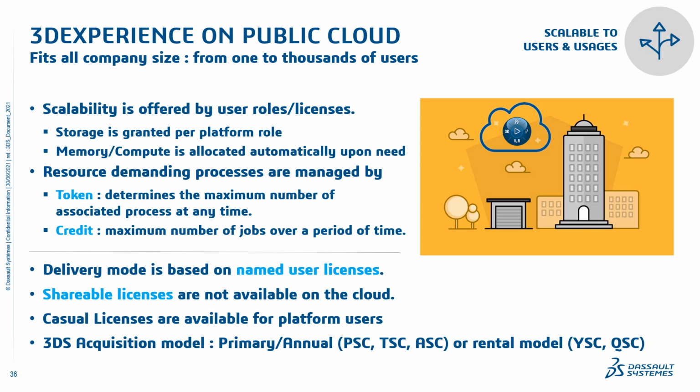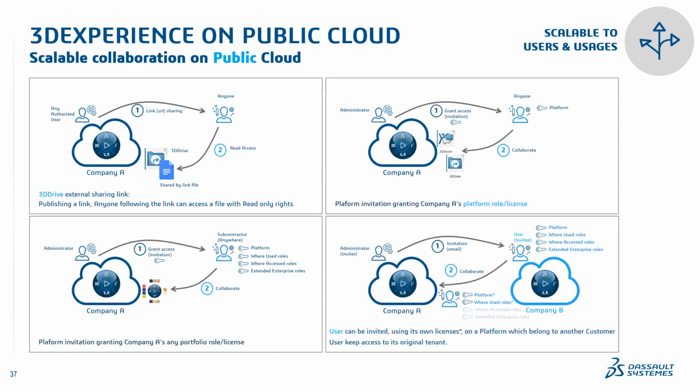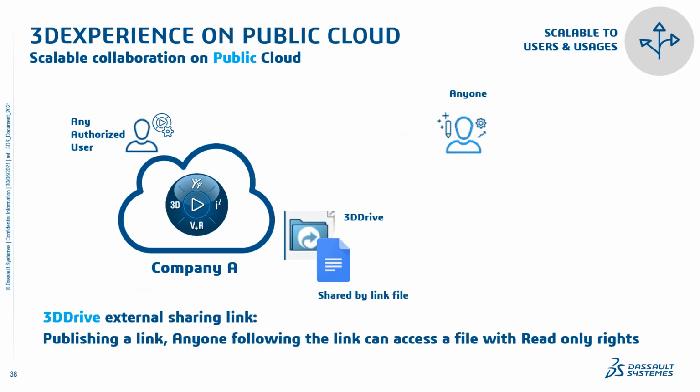Please note that casual licenses are available for platform users, but only IFW and CSV are casual license compliant with cross-company collaboration. We will review this next. A great value of public cloud is the collaboration. Different types of collaborations are possible. Let me briefly expose 4 scenarios. The simplest collaboration is the capability to share platform documents using 3D Drive, using external sharing link capability.